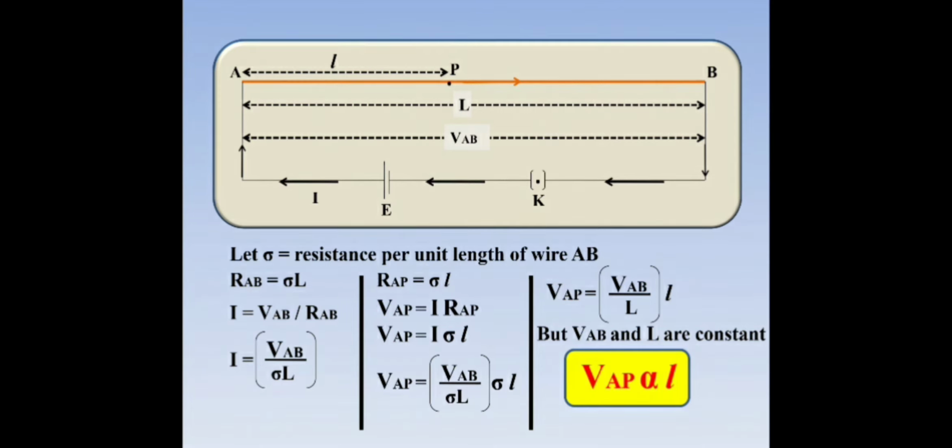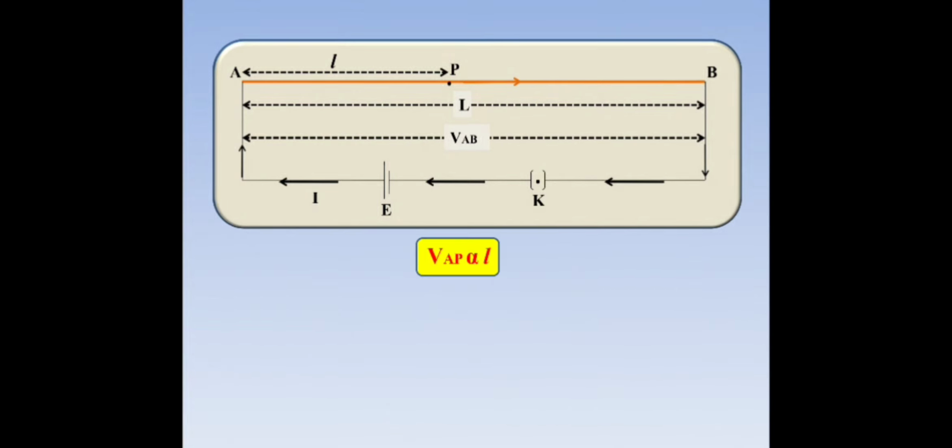That is, potential difference between points AP of the potentiometer wire is directly proportional to the length of the wire small l between the points AP. Therefore, we can write VAP/l = K, which is a constant and is called potential gradient, that is, fall of potential per unit length.